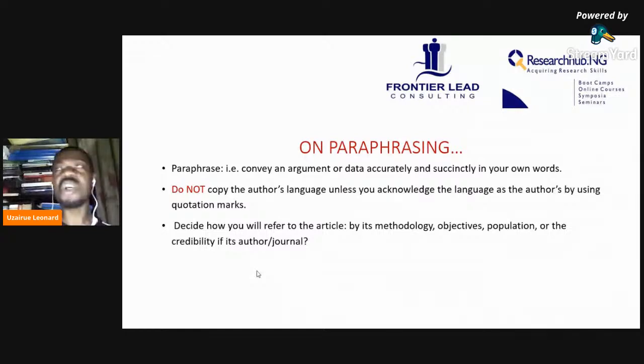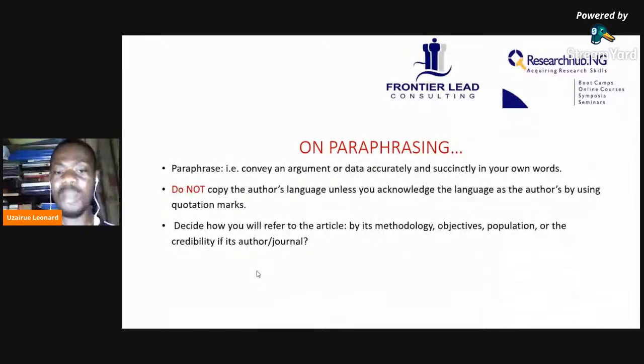You don't just say author A says this, John says this, Okafor says this, Ayo Bami says this. Just no. Those are good, but you must make sure that your voice is always being heard in your article. We are going to see an example as we proceed.